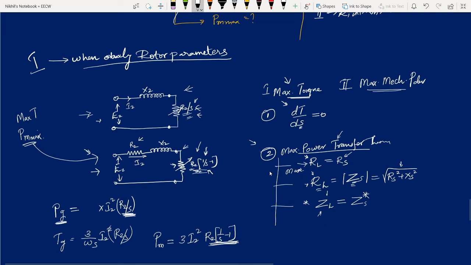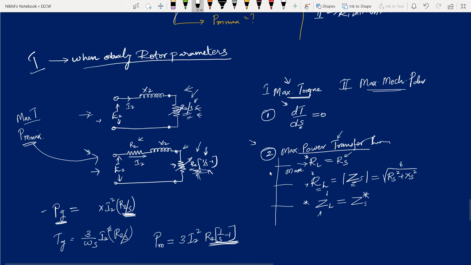So if I say maximum power is transferred to this resistance, automatically maximum mechanical power is developed, isn't it? And mechanical power means maximum torque. If this diagram is considered, if maximum power is transferred to R2 by S resistance, then I can say maximum torque is developed in that particular machine. How come is it true?